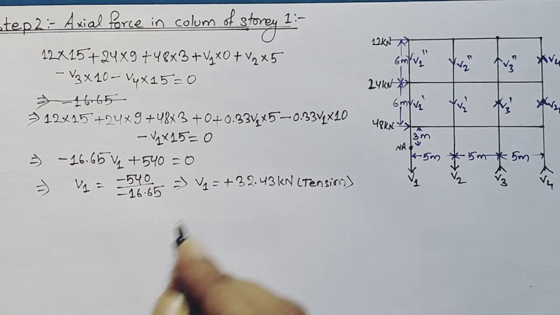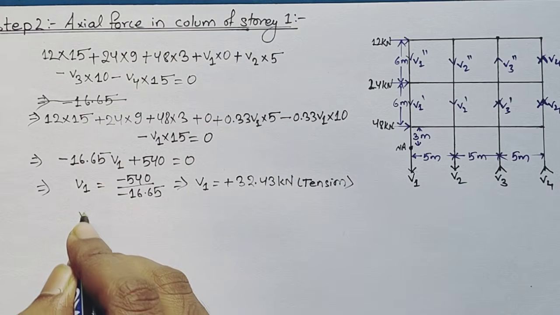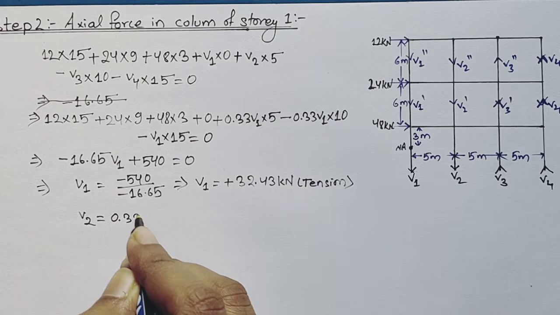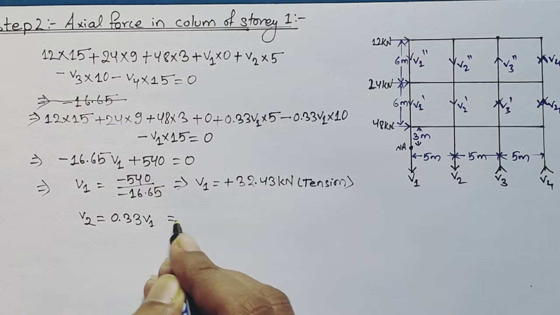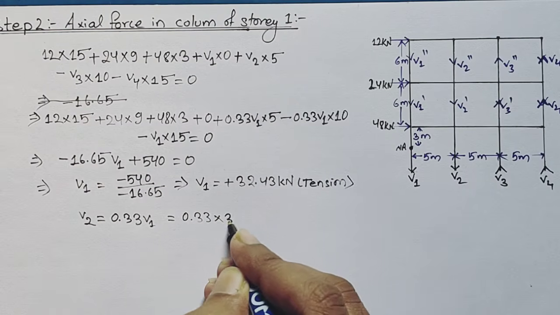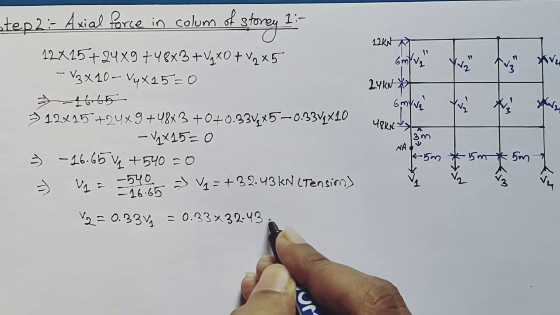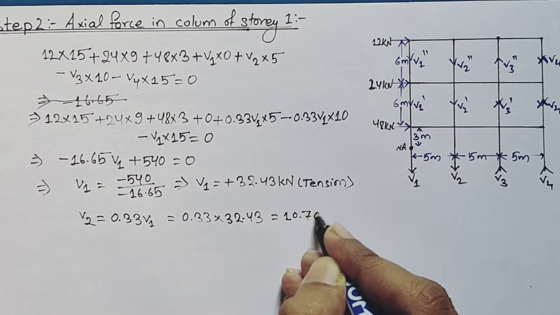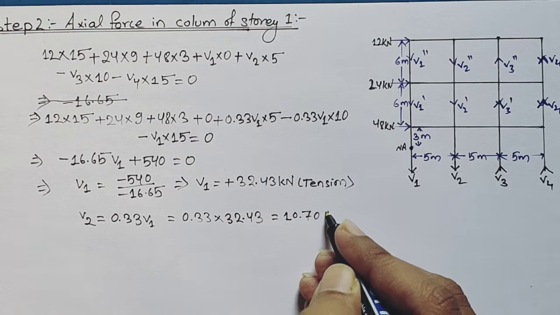Similarly, after getting the value of V1, find the value of V2, and we have V2 equals 0.33 V1. So we will get 0.33 multiplied by 32.43. Then we will get here 10.70 kilonewton. That is also tension again.